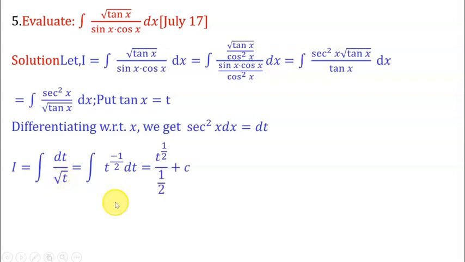We'll take it to the numerator, and its power will become minus. Again, very simple integration. The integral of x raised to n is x raised to n plus 1 upon n plus 1. Similarly here, minus 1 by 2 plus 1 means t raised to 1 upon 2 upon 1 upon 2 plus c. After simplification, you will get I equals 2 root t plus c. Resubstitute the value of t, which is tan x, and hence I equals 2 root of tan x plus c, and this is the answer.